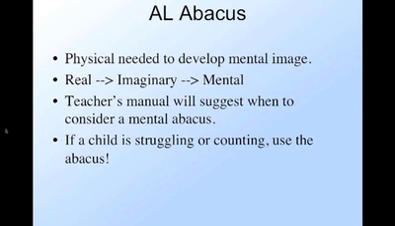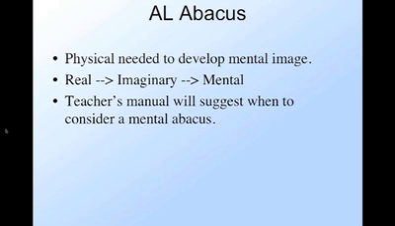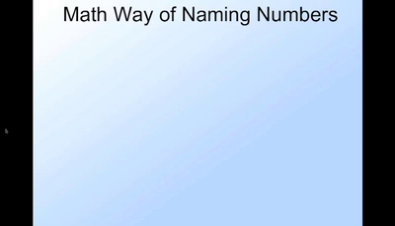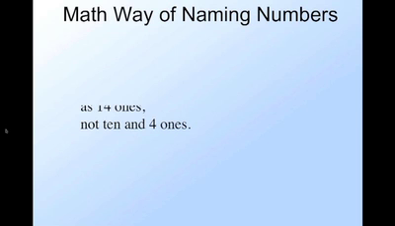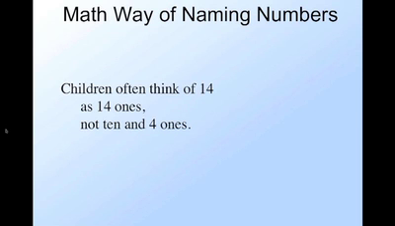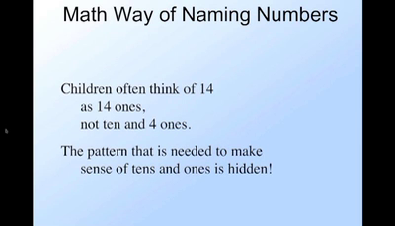I just kind of see it in my mind's eye. Like if I were to ask you, what does your kitchen look like? You can see it. You don't have to jump up and go look. It's a mental image, and that's what we want the children to develop. The teacher's manual will tell you when to consider using a mental abacus, but if the child is struggling or counting, use the abacus because they obviously don't have a mental image. It's like if I were to ask you, what does my kitchen look like? Well, I have no idea because you haven't seen it enough. So we want to have them use the real one to step into the imaginary to develop our mental abacus.